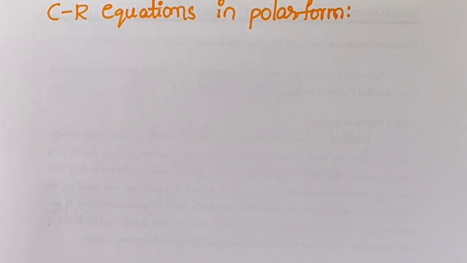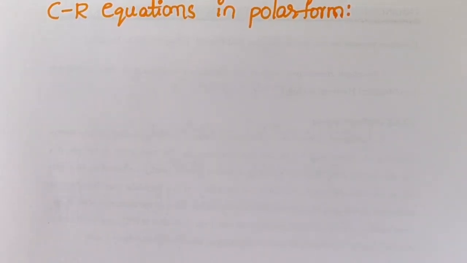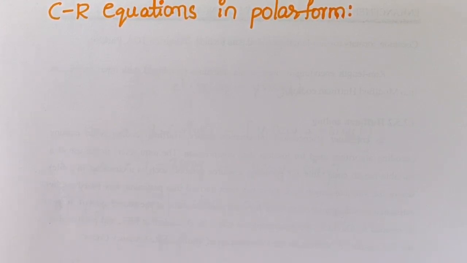If any equation is written in r and theta instead of x and y, those are known as polar equations. If the equation is represented in x and y, that is a Cartesian equation, and when the equation is represented in r and theta, that is called a polar equation. Okay, let us see what the CR equations are for polar form.